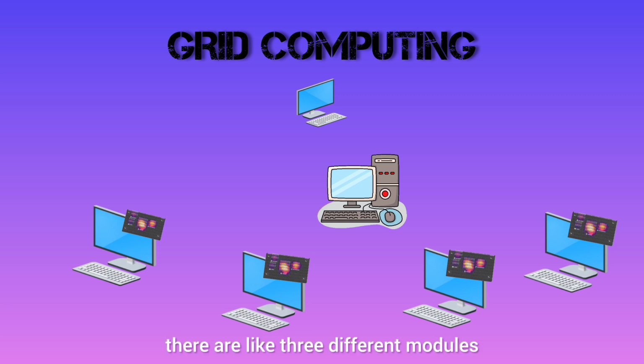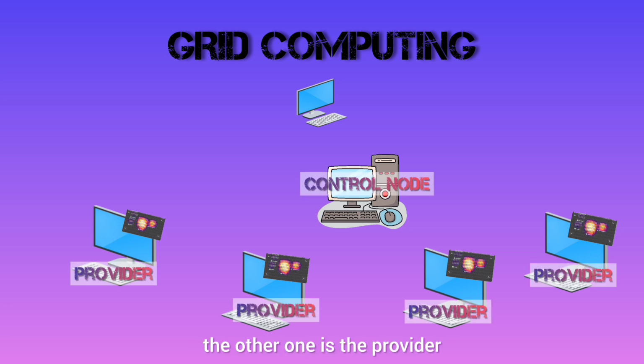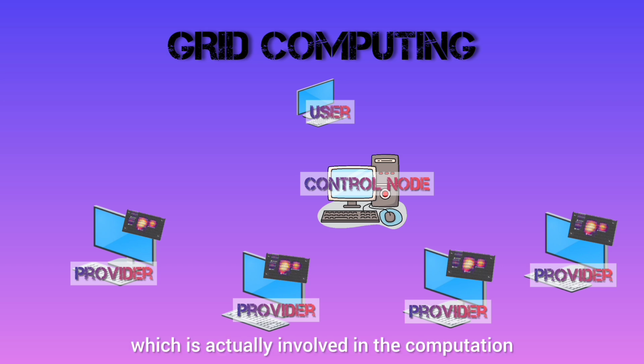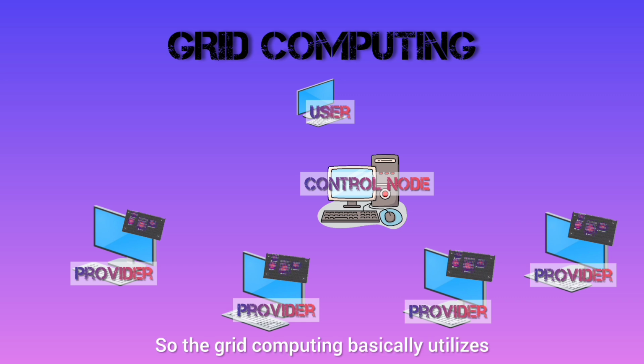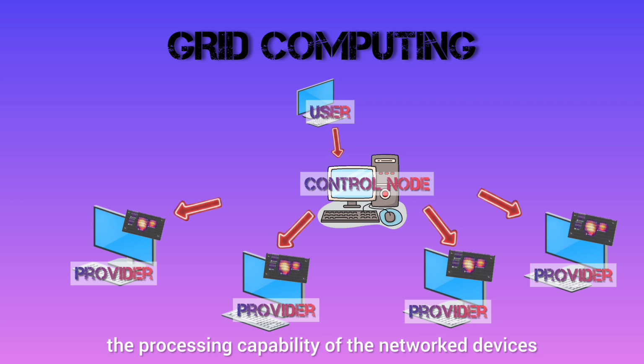So there are three different modules when grid computing works. One is the control node, the other one is the provider, and the other one is the user. The control node is the one which actually manages the traffic and distributes the load. The provider is the one which is actually involved in the computation. The user is the one who initiates this computation. So grid computing basically utilizes the processing capability of the networked devices.